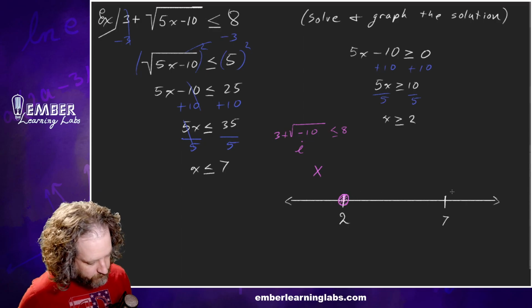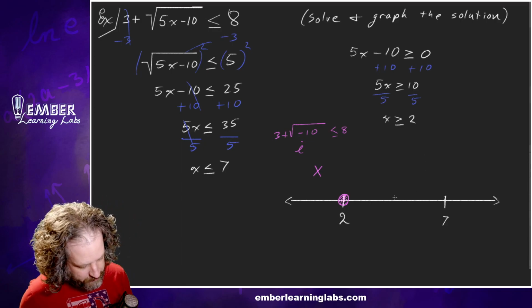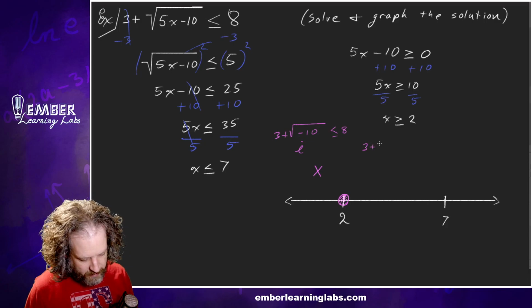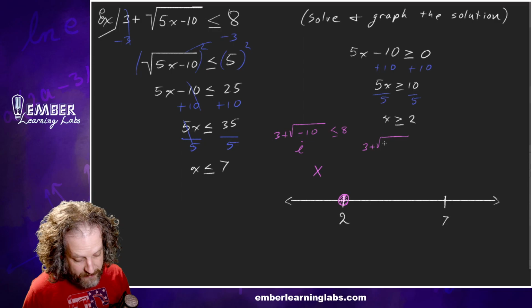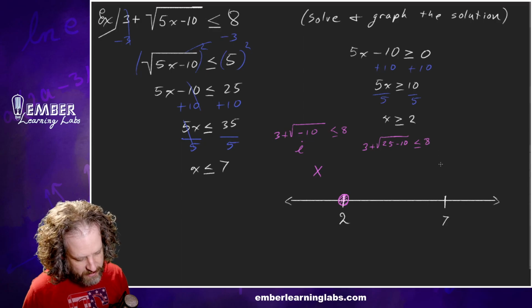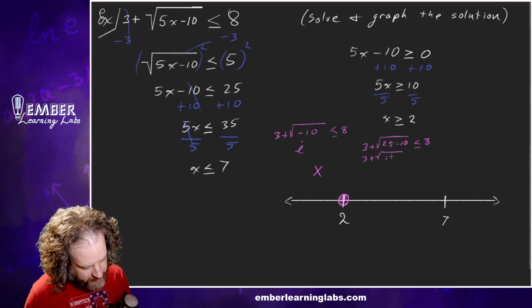All right. What about this section? So let's pick 5. Why not? 5 seems like a simple number that's in between 2 and 7. So 3 plus the square root of 5x. So 5 times 5, which is 25, minus 10 is less than or equal to 8. So 25 minus 10 would be 15. 3 plus the square root of 15.